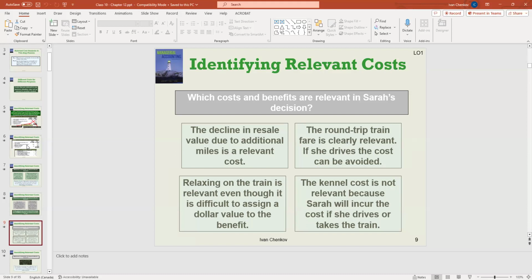Round trip of the train fare is definitely relevant because that's the cost for the other alternative. If we go with the car, we can avoid that cost. Relaxing on the train, we cannot measure it, so we're not going to take it into consideration. Kennel cost, yes, that's definitely irrelevant because regardless of which option we choose, we still have to pay it.